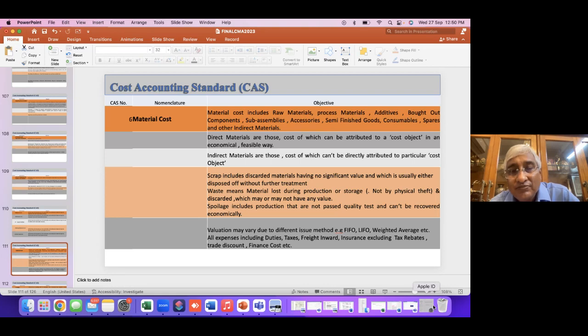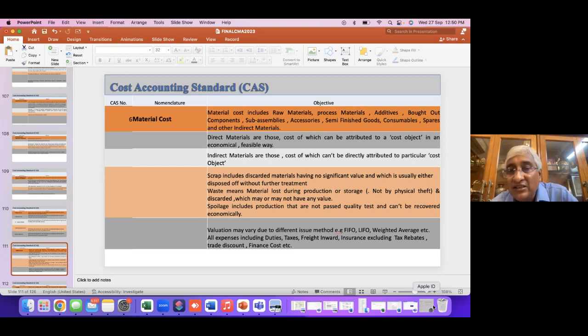Then there is scrap. Scrap is discarded material having no significant value, but at times may have a significant value. When the price of iron goes up, then the offcuts of iron also become costlier. Say iron scrap is 10 rupees per kg when the iron price is say 80 rupees per kg. So like that, there's always a difference.